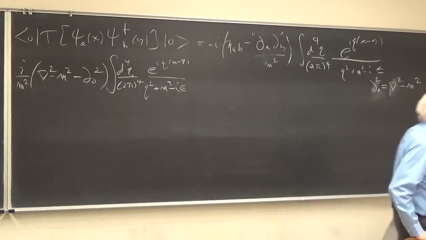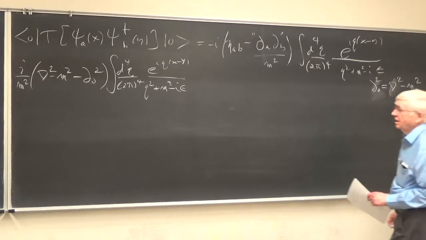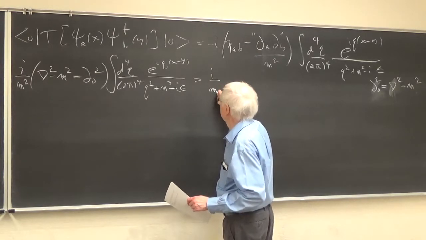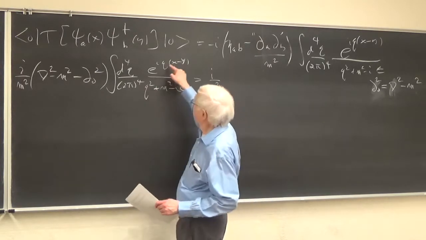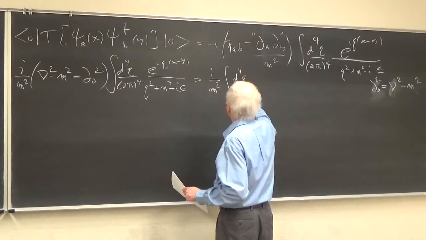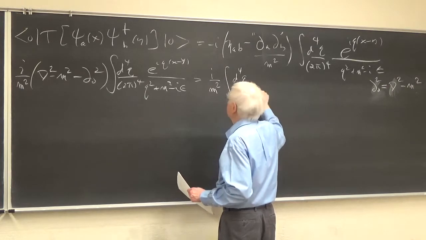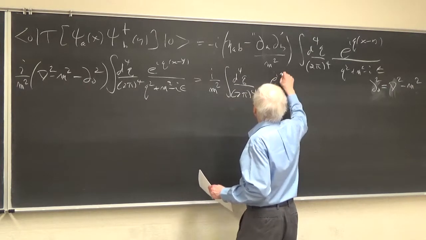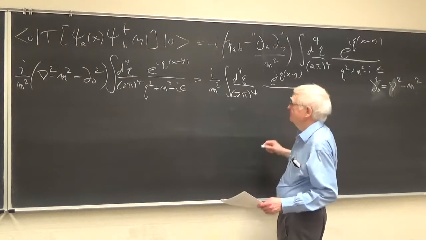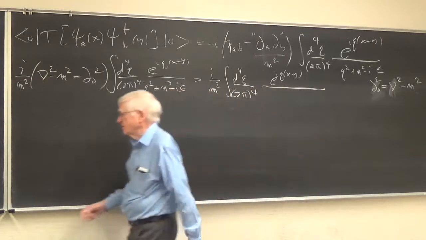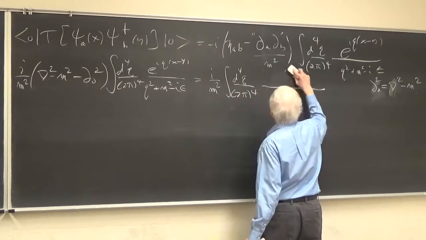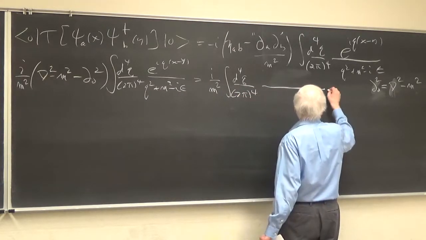Well, the amazing thing is that this is a very simple result, because this is just I over m squared. Grad squared brings down minus p squared, so let me just write the d4q over 2 pi to the 4th, e to the I q dot x minus y. Remember, we're differentiating with respect to x, not y. I wrote the exponential, it's there, but I put it in the wrong place. I want it here.